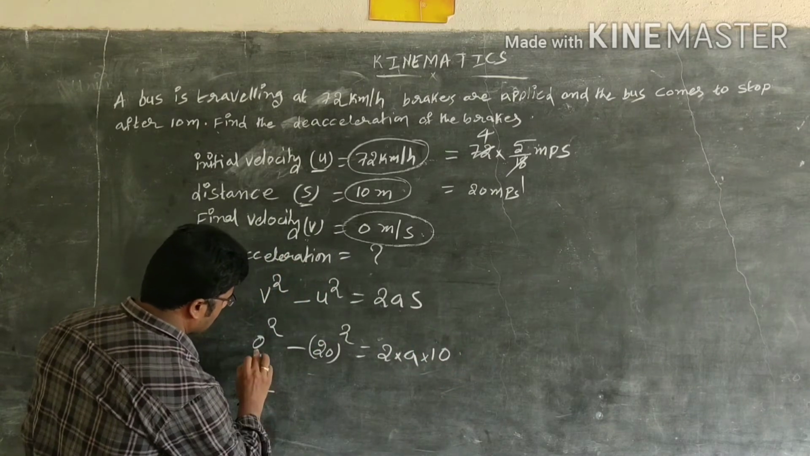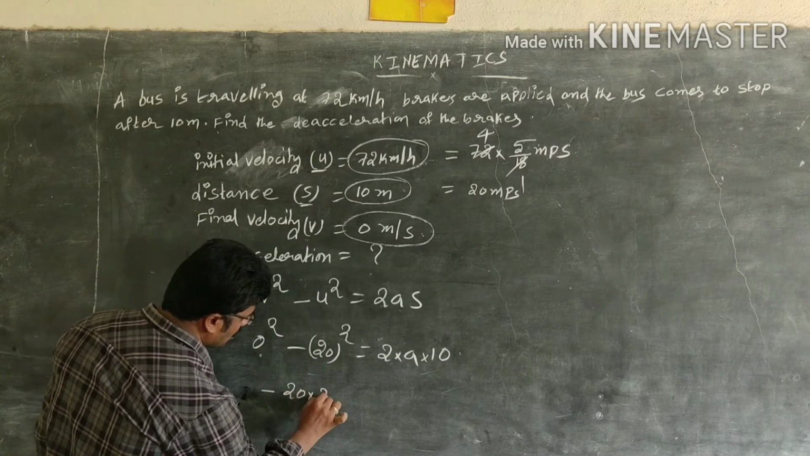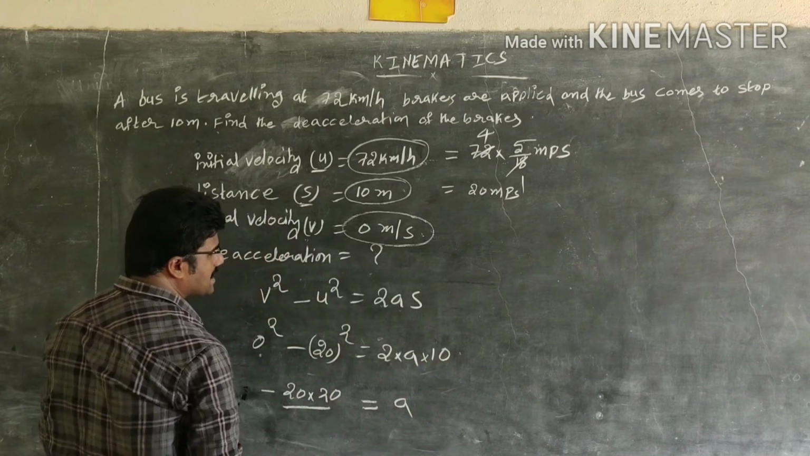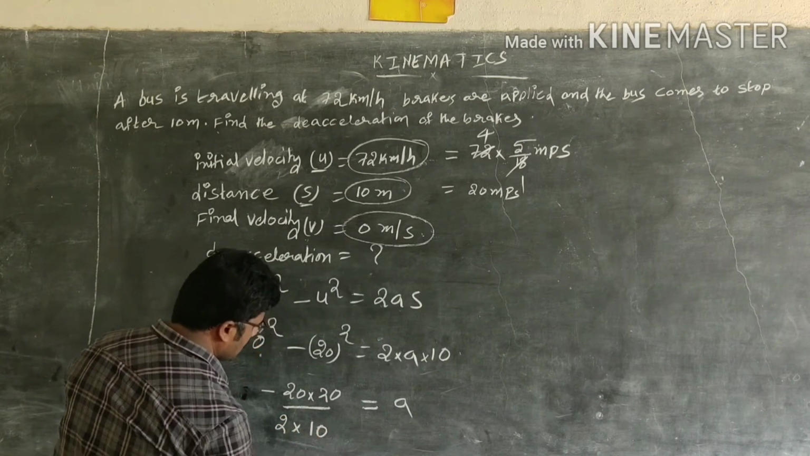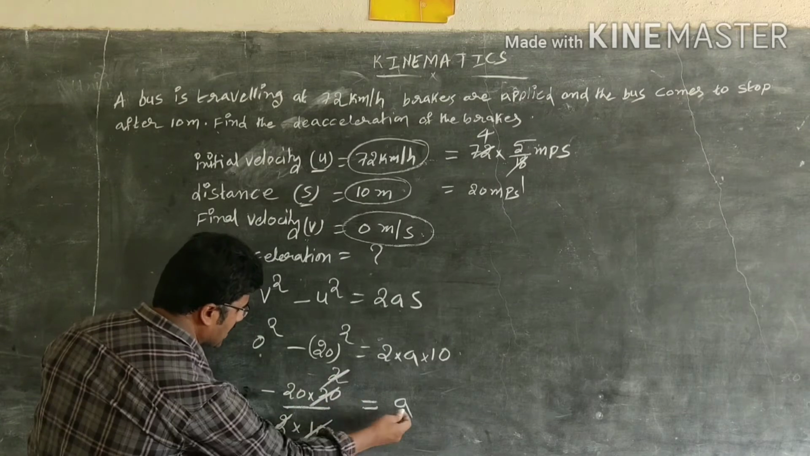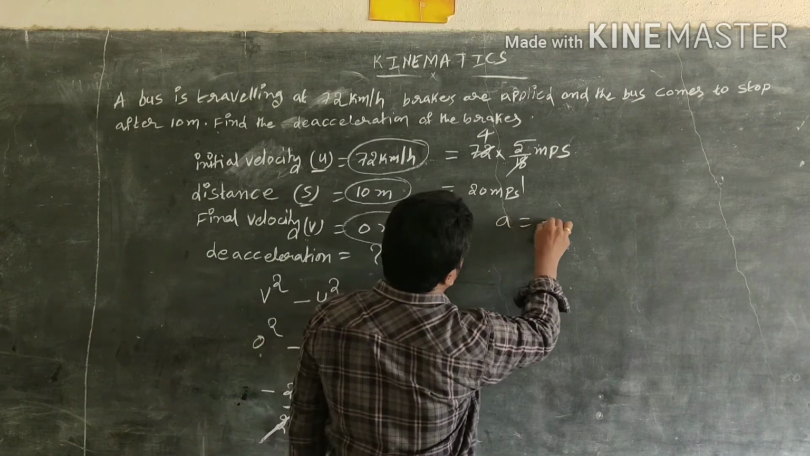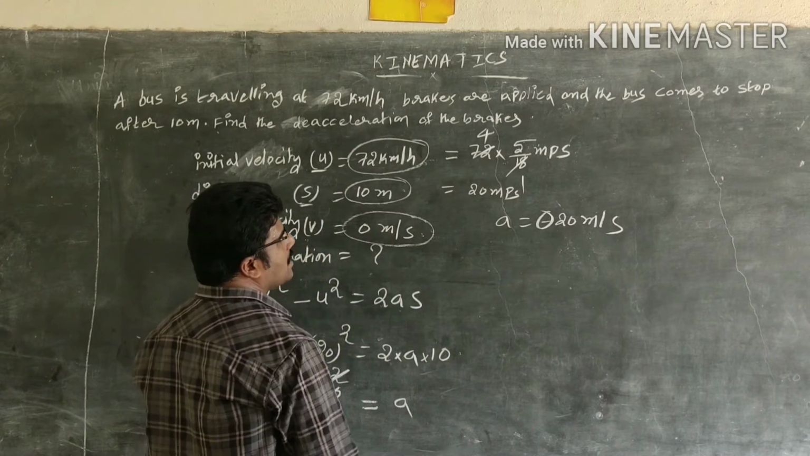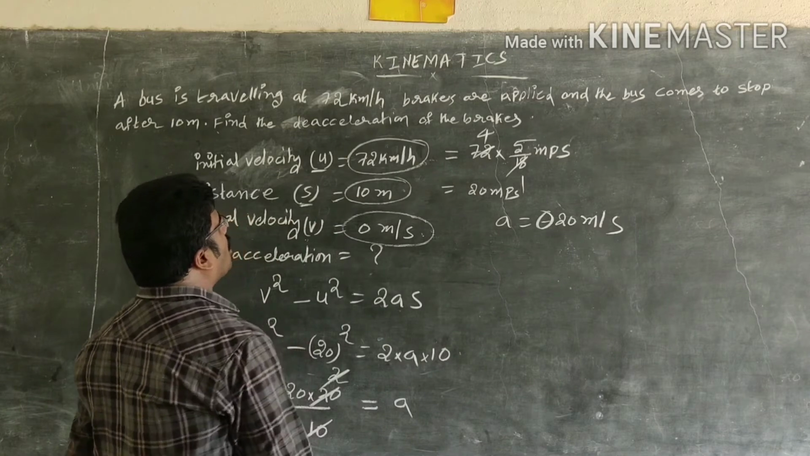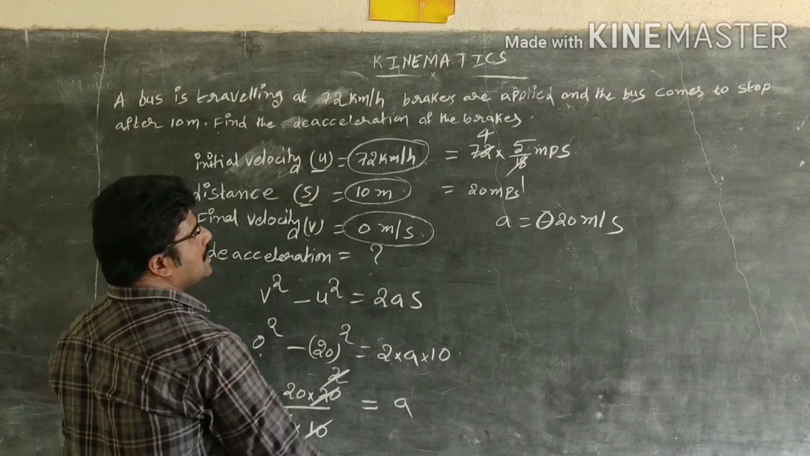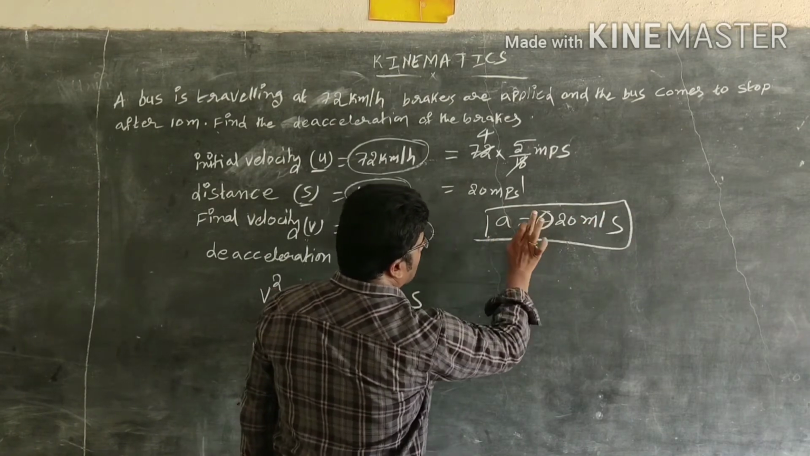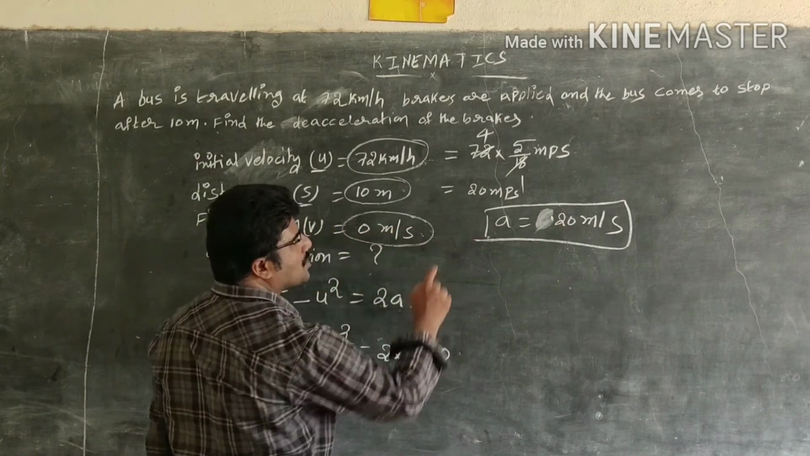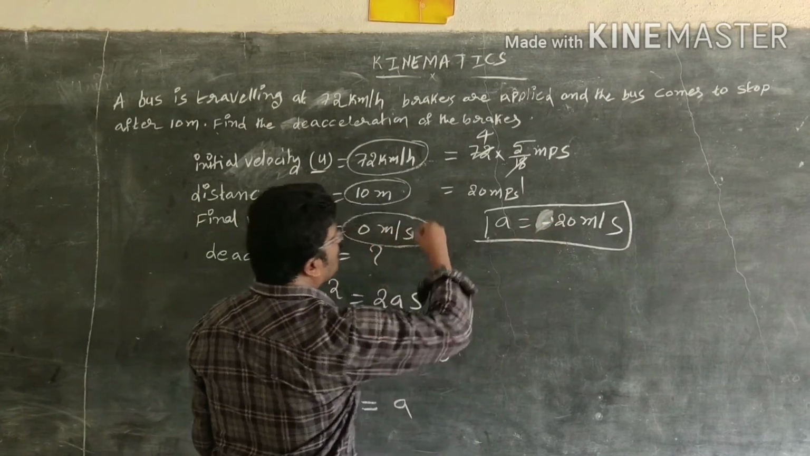Therefore, 20 square can be written as 20 into 20 by, we want the value of a. So, 2 into 10, when it goes to this side, it becomes divide. 2 into 10. So, 10 ones, 10 twos. 2 gets cancelled. a equal to minus 20 meter per second square. Here minus indicates it is having negative acceleration. So, this acceleration is known as retardation or deceleration. So, this is the answer. If you write minus, it should be called acceleration. If you neglect the minus, we should call it deceleration. Okay, look at the problem.